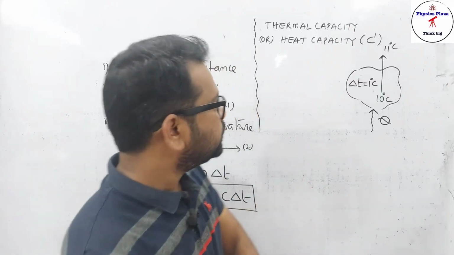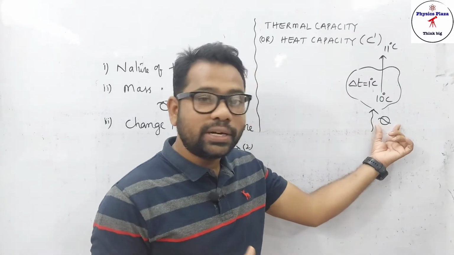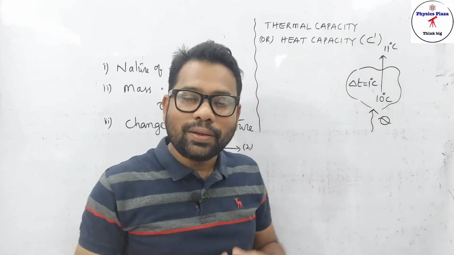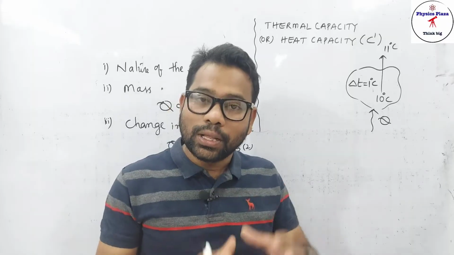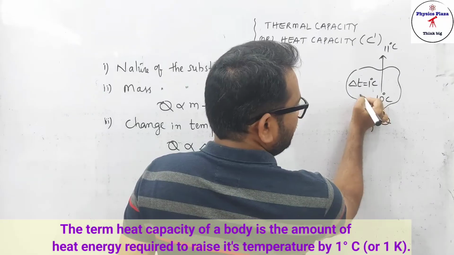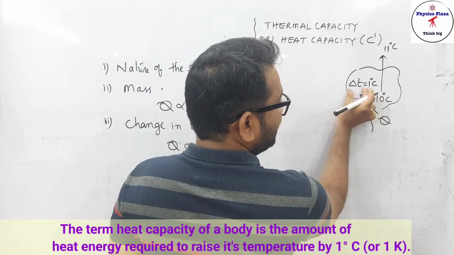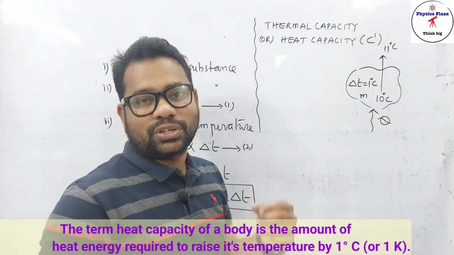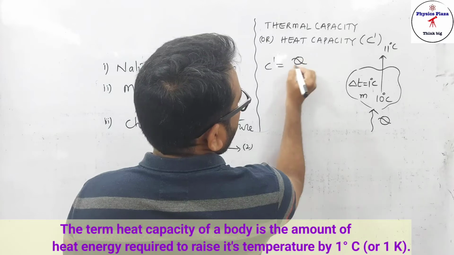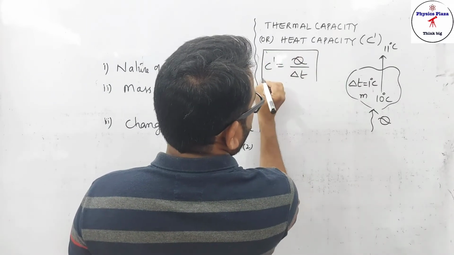Okay, children, fine. So now let us define the thermal capacity or heat capacity. The amount of heat energy required to raise the temperature of the whole body by 1 degree Celsius is called thermal capacity or heat capacity. If M is the mass of the substance, Q is the amount of heat required and delta T is the rise in temperature, then thermal capacity is defined as Q by delta T. Children, this is a very important formula.